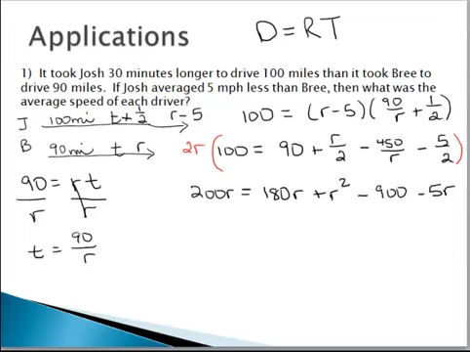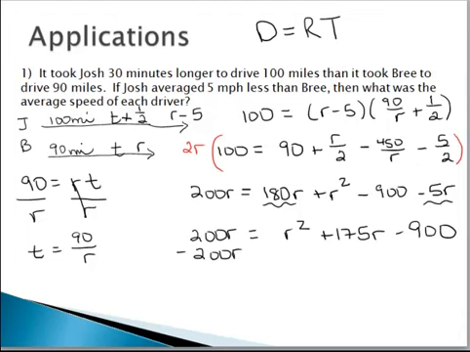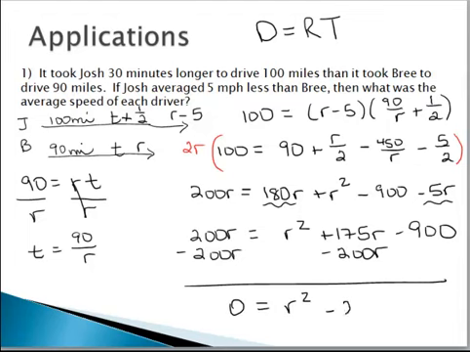Phew! Okay, we need to try to put this in standard form. So what we want to do is combine these. So we have 200r is equal to r squared, 180 minus 5 is going to be 175r, and then minus 900. Then we're going to subtract 200r from both sides. So we end up with 0 equals r squared minus 25r minus 900. Now it is in standard form.